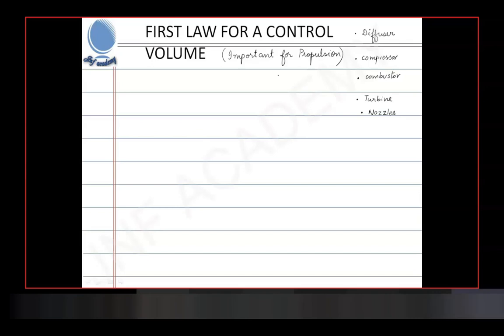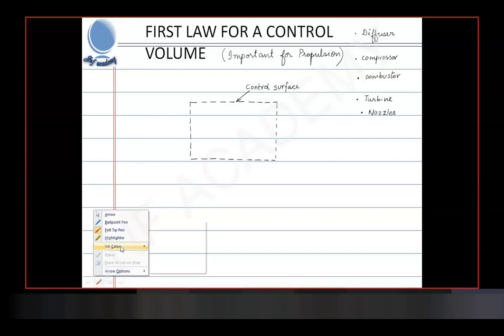So let me just sketch a control volume. Like I told you, the box I am drawing is containing some of the device that we are analyzing. It could be a turbine, it could be a compressor, whatever. It could be any device, an open flow device, which is enclosed by this boundary, which is called the control surface. So this dotted surface is called the control surface, and whatever is inside this surface, this is called my control volume.